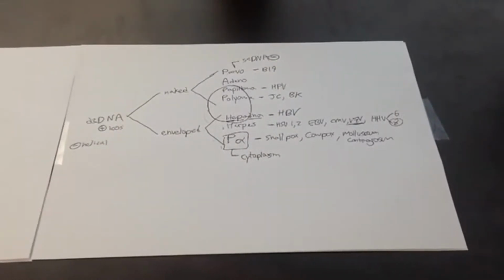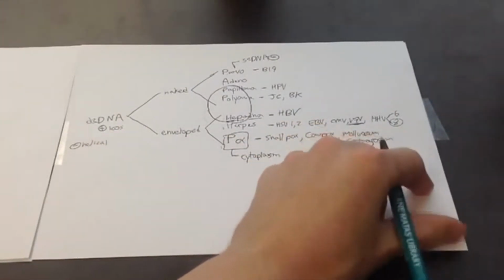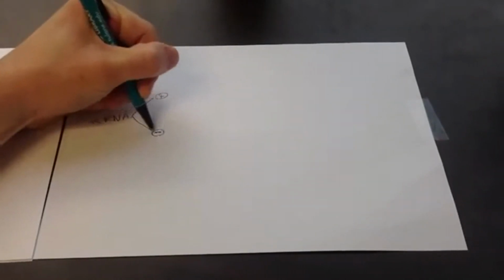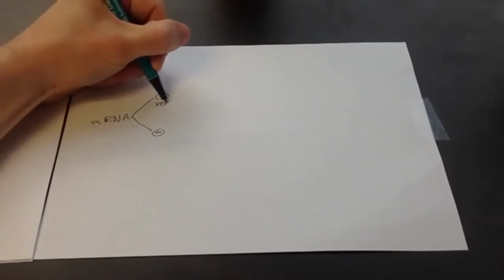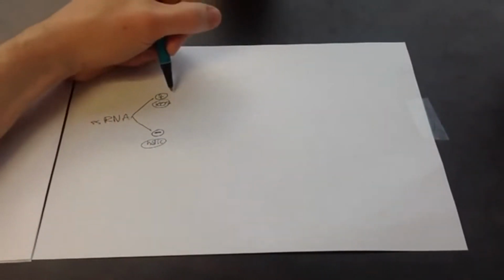Now we're going to look at RNA viruses. And this mnemonic is a little bigger because there are a lot more RNA viruses. But we follow the same order. We start with RNA. RNA is pretty much always single-stranded except in one case. Then we look at whether it's positive or negative. And as we said, positive is always icosahedral, negative is always helical. And then we look at whether the envelope is there or not.